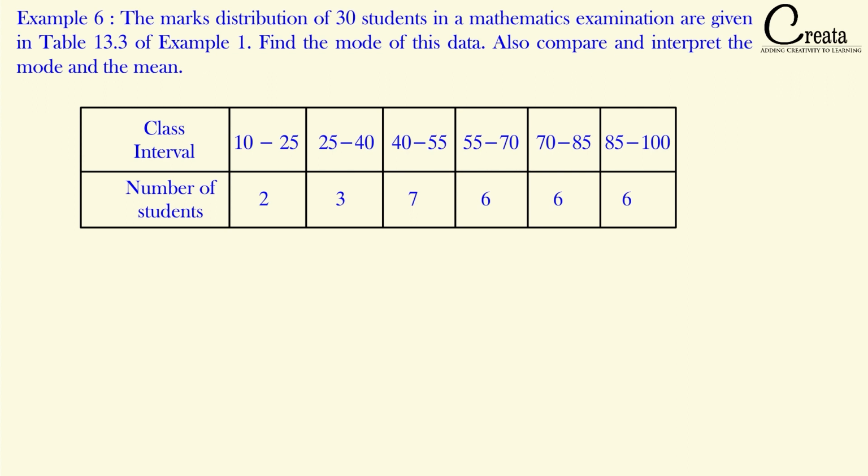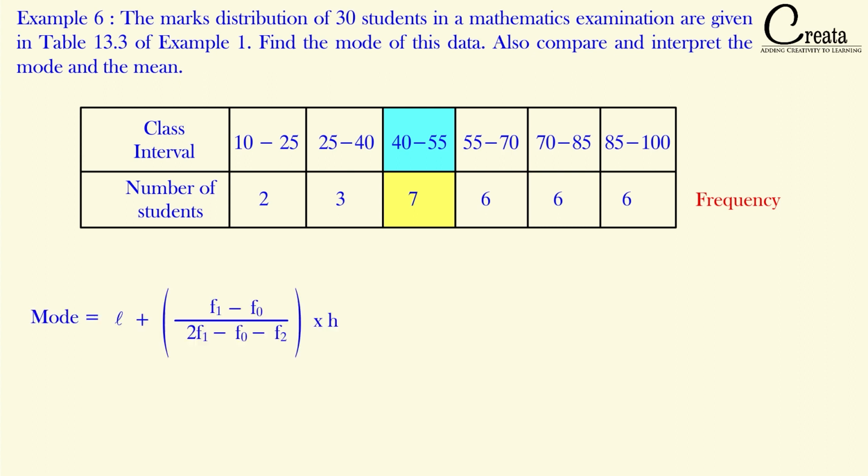Mode is the observation corresponding to the maximum frequency. Here the first row is our observation and the second row is the frequency. So let's identify the data with the maximum frequency, which is 7. So 7 students got marks between 40 and 55. So this is the modal class, the observation related to the maximum frequency. And our mode is hidden somewhere in this range, that is between 40 and 55.